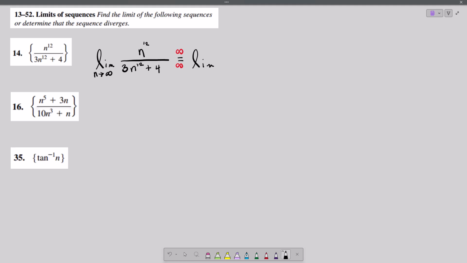It's our favorite technique. And so what we did was divide everything by n to the 12, which again is equivalent to multiplying by 1. So you don't change the value, you just change the look. So if you divide everything by n to the 12, we get that. And now we reevaluate the limit, and we're golden. Now we can evaluate it.